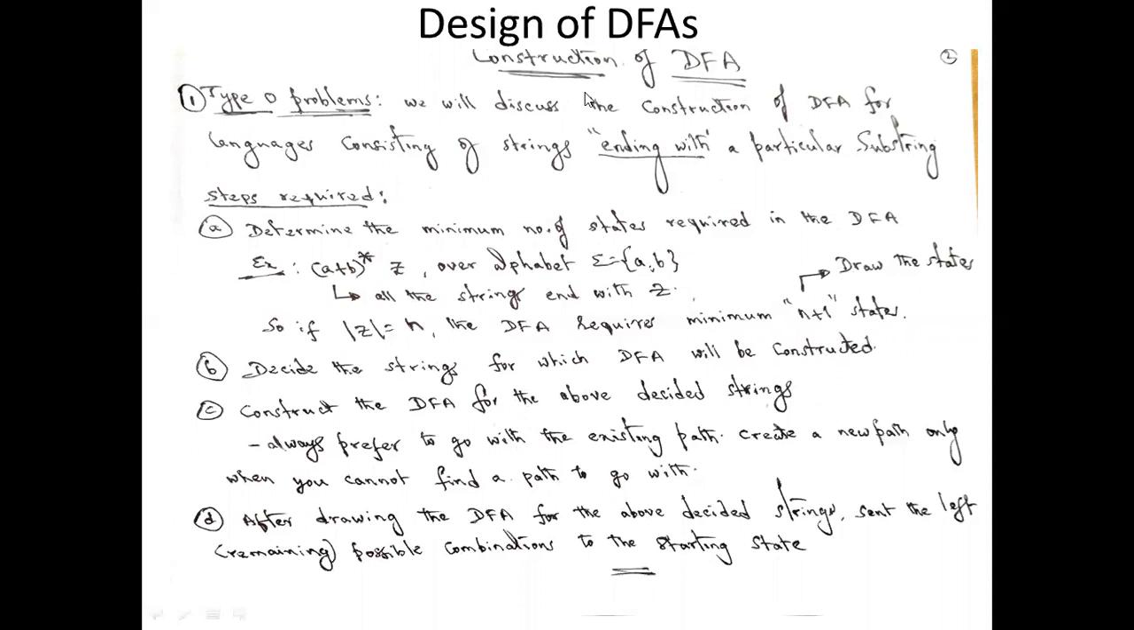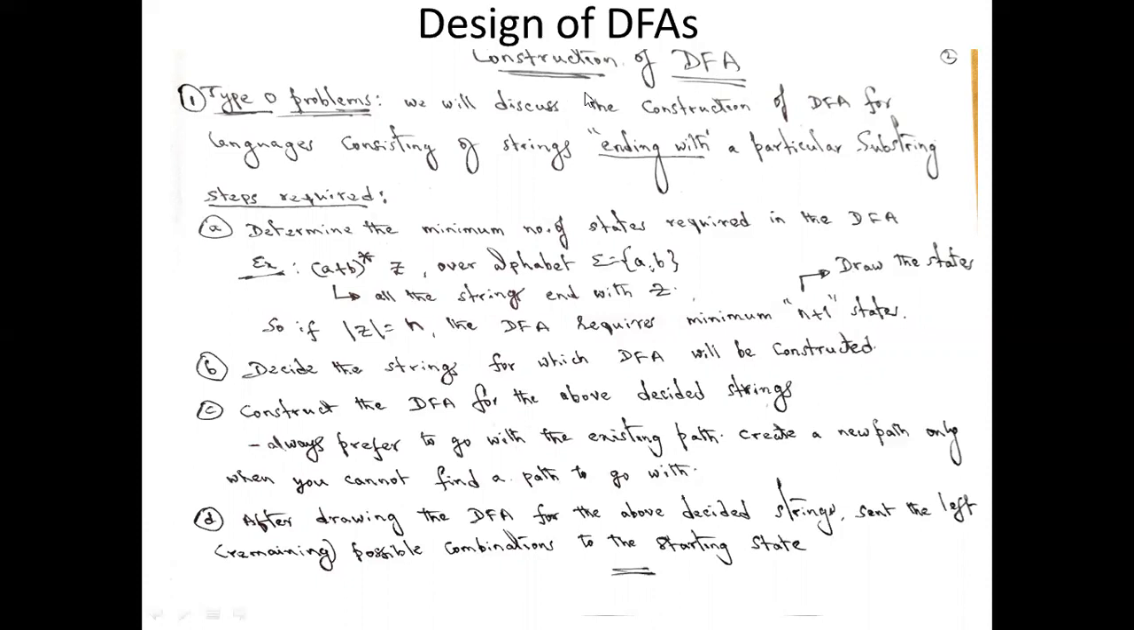It is very easy if you can remember 4 steps. Constructing the transition diagram or DFA is very easy. The first step is to determine the minimum number of states required. Then how can we calculate the minimum number of states?